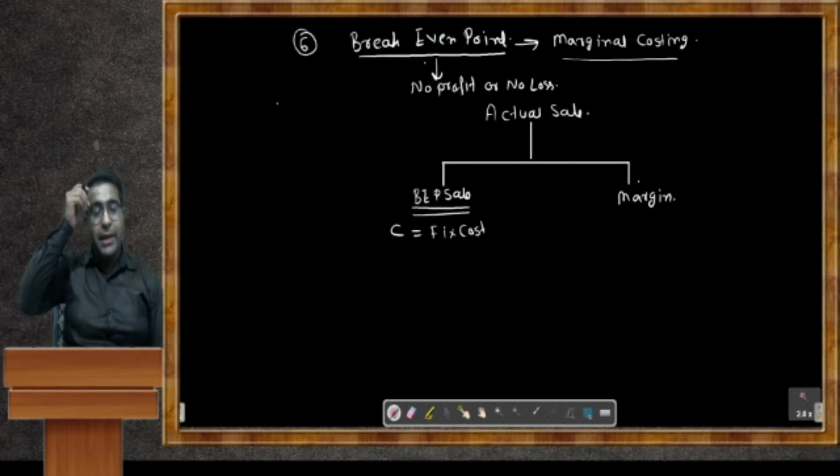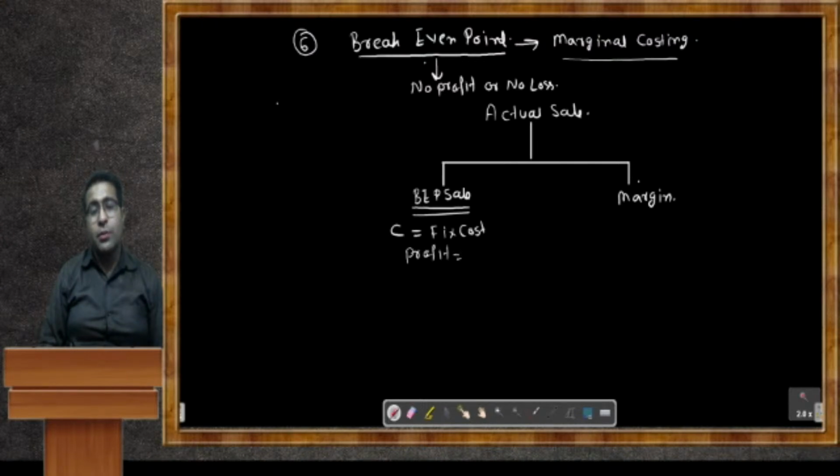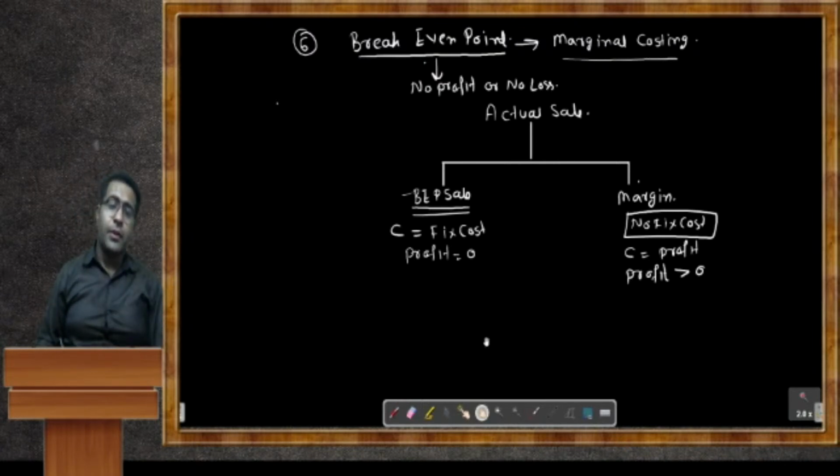In BEP, fixed contribution always equals fixed cost and profit is always zero. Here, there is no fixed cost, because all the fixed costs must be recovered by the BEP sales. So there is no fixed cost. Beyond BEP, contribution always equals profit, or we can say that profit is always greater than zero. Okay, that is all about BEP.